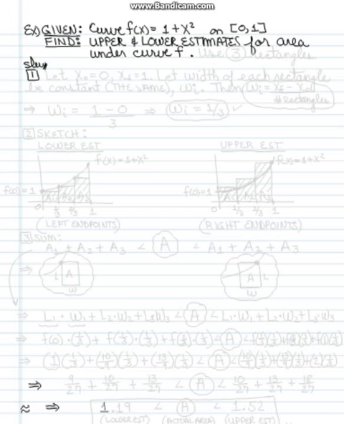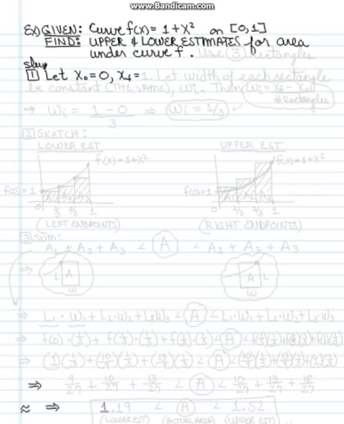Now we're going to do a bona fide example. We're given a curve f of x equals 1 plus x squared, and we're limiting the domain from x equals 0 to x equals 1. And we're going to actually find the upper and lower estimates for the area under the curve. The upper will be a little bit extra and the lower will be a little bit less than the actual area under the curve. Okay, step 1.